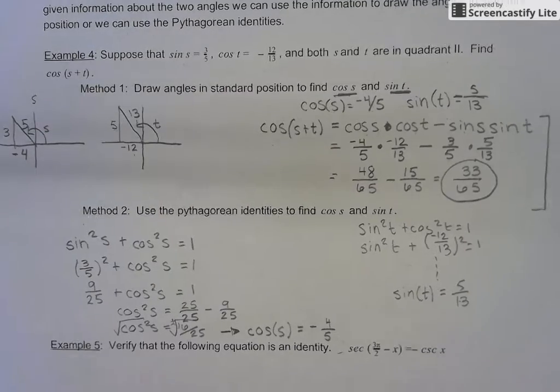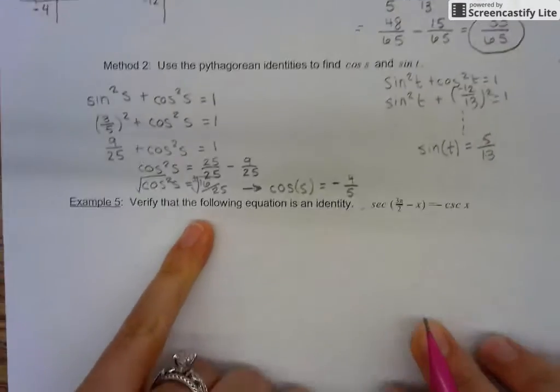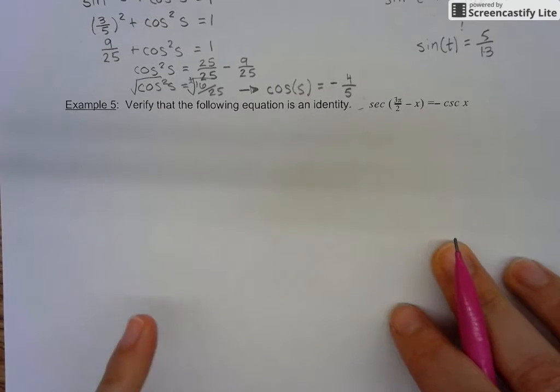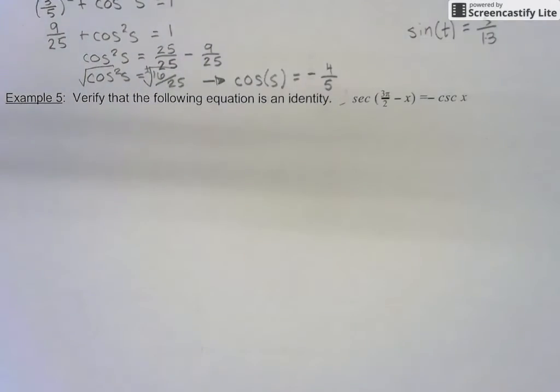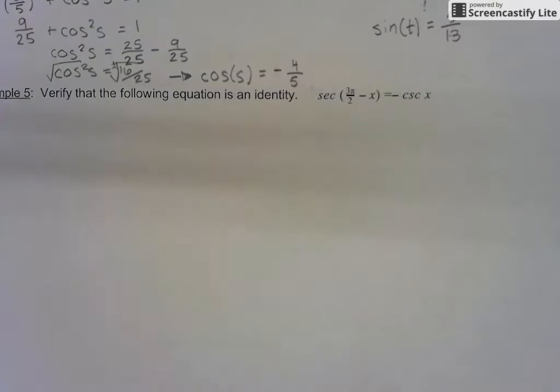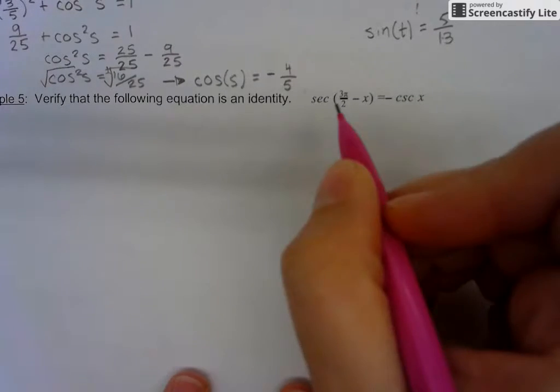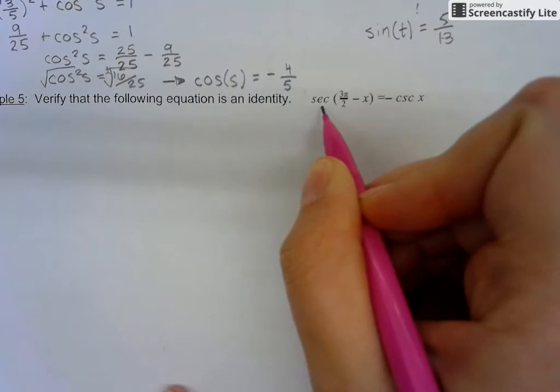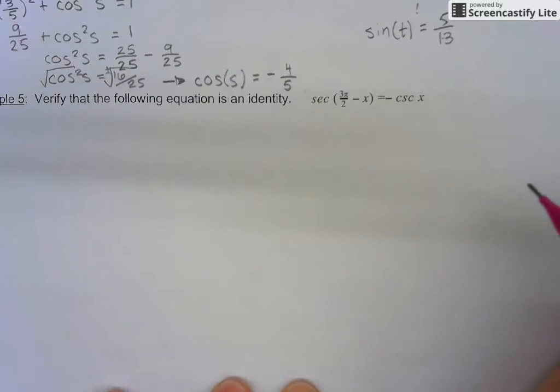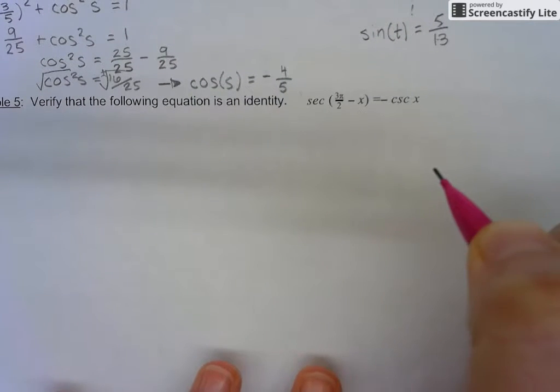We have one last thing to do. We have to verify that the following equation is an identity. So we have that task at hand. To verify this, we always start with the more difficult side, which is right here. I see that it's a difference, but it's a difference with secant, and we don't necessarily have a rule for that just yet that you've learned.